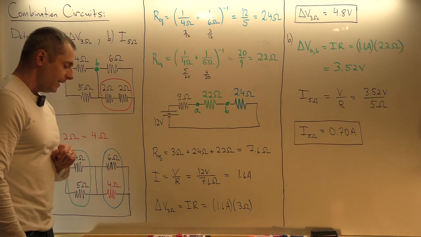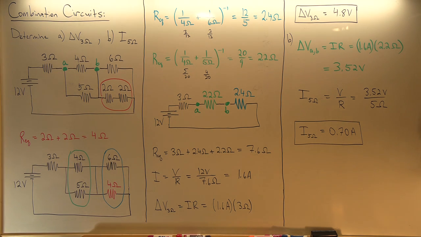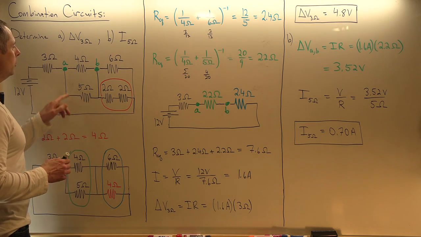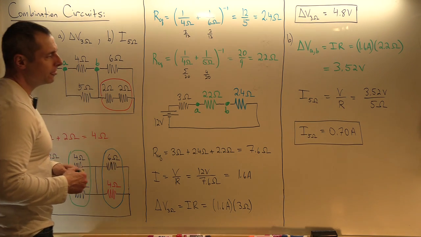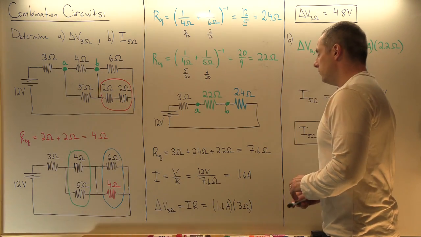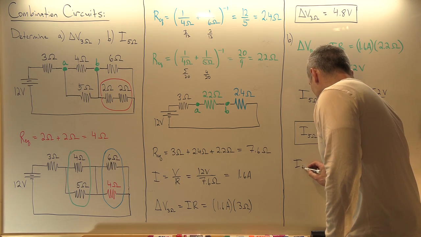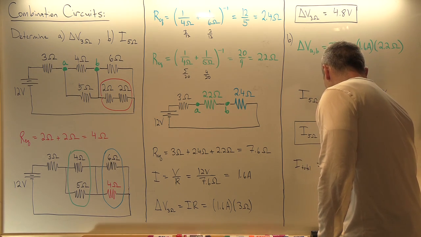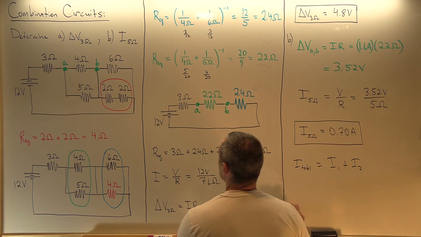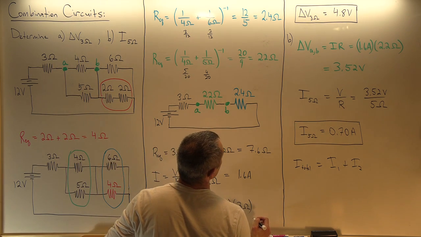Okay, so let me create a pause to allow you to copy that down and catch up. Okay, so maybe one final point. Let's suppose we wanted to find the current in the 4 ohm. What we could do is, instead of doing Ohm's law again, we could realize that in parallel, I total equals I1 plus I2.